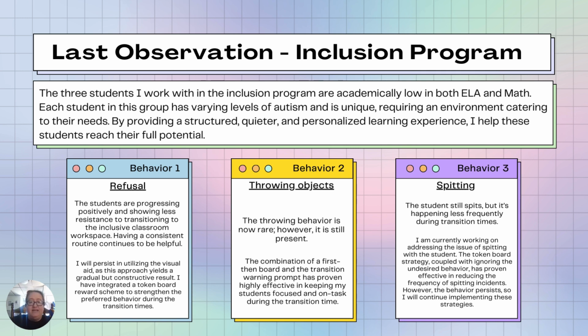Excellent. Spitting. The student is still spitting. However, it happens less frequently during transition times. I think ignoring the behavior and offering the positive reinforcement has really helped reduce the frequency of incidents. I will continue to implement these strategies, and hopefully by the end of the school year, he will have mastered behavior regulation.